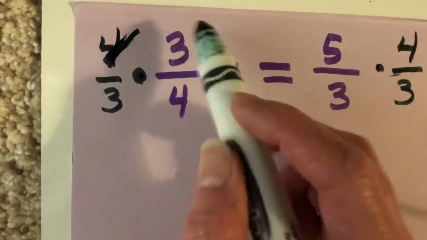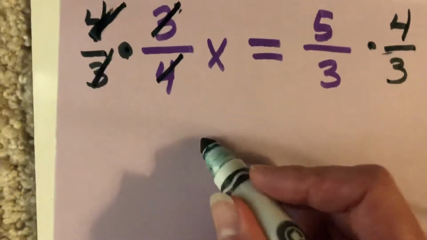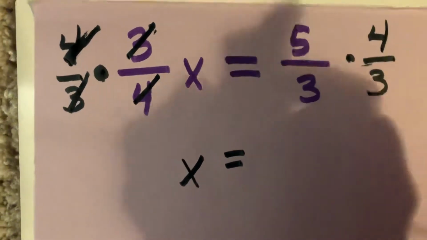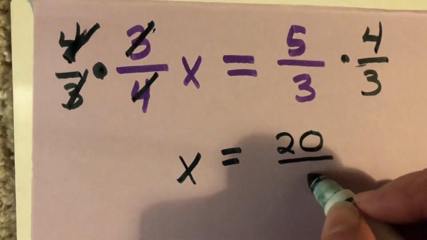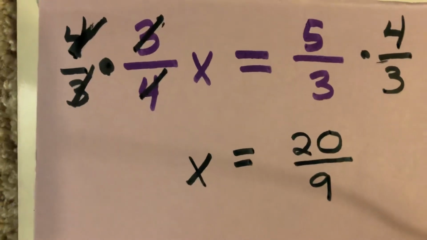So then this is 1x, which is what we want, equals 5 times 4 is 20, 3 times 3 is 9. And leave your answer as an improper fraction.